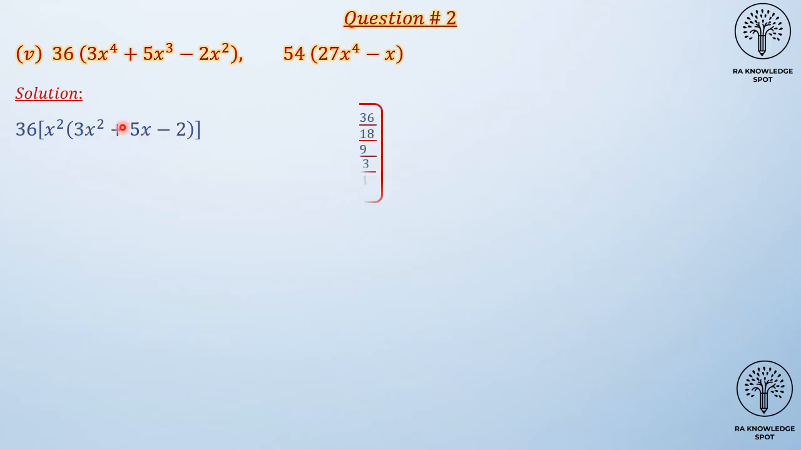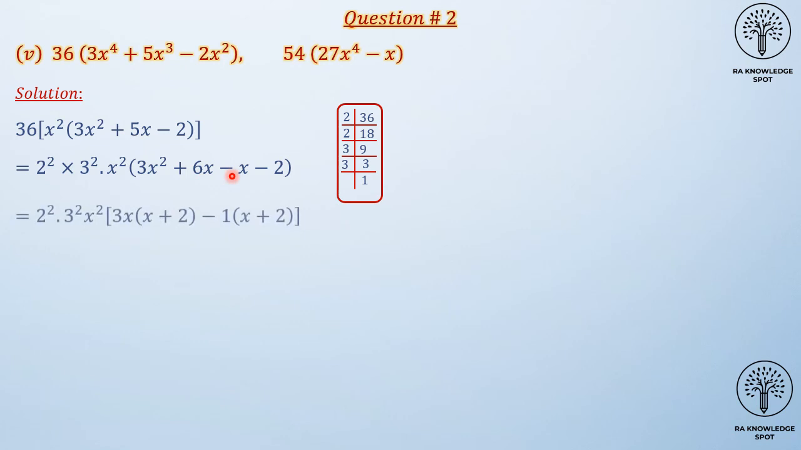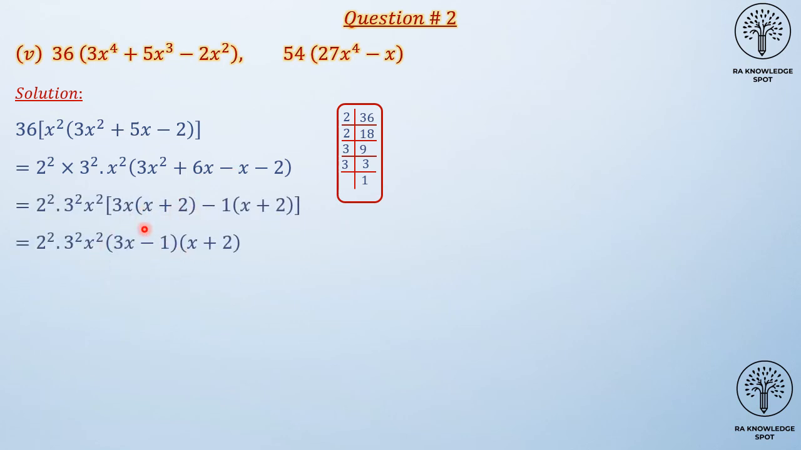Now furthermore, this is the factorization of 36. You can see this is so simple for you. Now we're just going to produce it some more, like 2 power 2, 3 power 2 and x power 2. Again you have to just apply the factorization, the middle term break, taking something more common, 3x minus 1 and x plus 2.